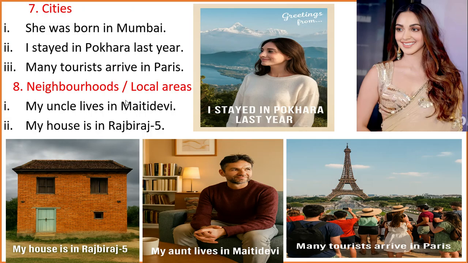Now, my uncle lives in Mighty Devi. This picture suggests where my uncle lives: my uncle lives in Mighty Devi. My house is in Rajviraj 5. Look at the picture here. So here the cities are first, Mumbai, Pokhara, Paris, and then neighborhoods, the local areas, Mighty Devi, Rajviraj 5. In these circumstances we can use the preposition in.